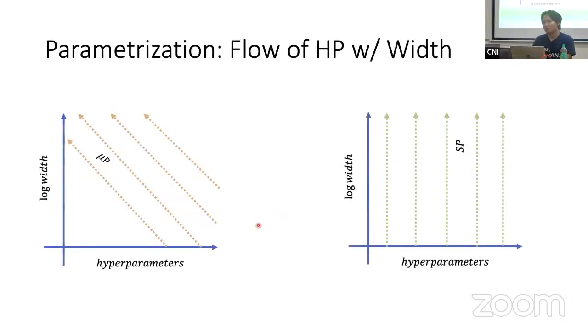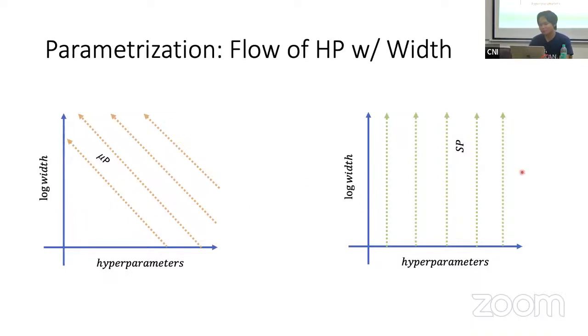So one way to think about parameterization geometrically is that it's kind of a flow of hyperparameters with width. Pictorially, for example, if you plot the hyperparameters on the x-axis and then plot width on the y-axis, you can think of width almost like time. And you can think about how, if we start with the hyperparameters for width 100, how should they change as the width becomes smaller? So it's a flow of hyperparameters. And different parameterizations are just different flows.